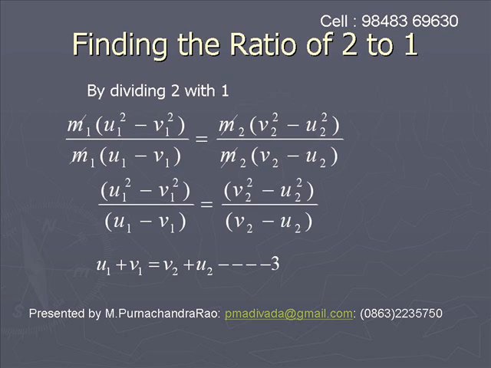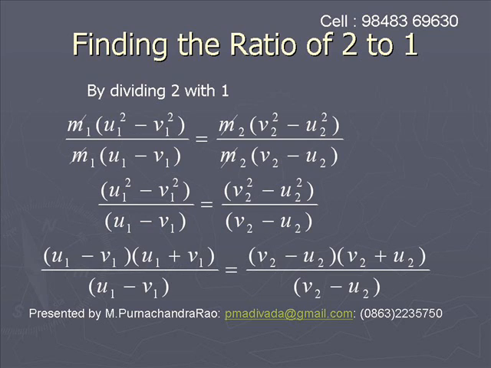Now, on the left hand side, m1 gets cancelled because it is there in both numerator and denominator. Similarly, on the right hand side, m2 gets cancelled, and then we will get u1 square minus v1 square by u1 minus v1 is equal to v2 square minus u2 square by v2 minus u2.